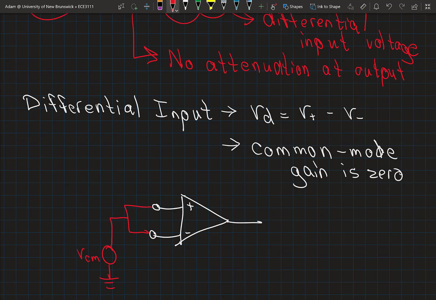if everything operates ideally here, the differential voltage that exists here is the difference between the voltage at the positive terminal and the negative terminal. The difference in this case is 0, so my output voltage should be 0, meaning that my common mode gain, referred to as ACM, is 0.